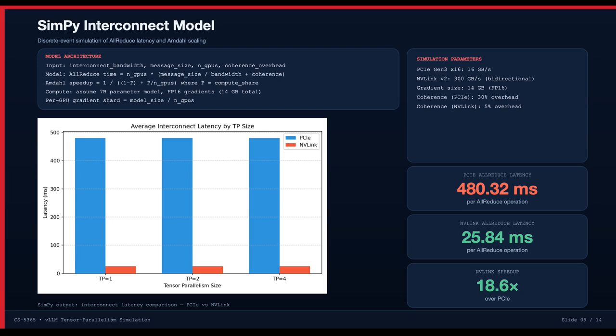What jumps out immediately is the massive gap between the two bars. PCI Express latency is approximately 480 milliseconds per all-reduce operation, and the NVLink latency is only 25 milliseconds per all-reduce operation, which is an 18.6-fold difference. With PCI Express's high latency, the communication overhead dominates execution beyond 2 GPUs, limiting efficient tensor parallelism to TP equals 2. NVLink's lower latency shrinks the serial fraction sufficiently to enable efficient scaling for 4 GPUs.